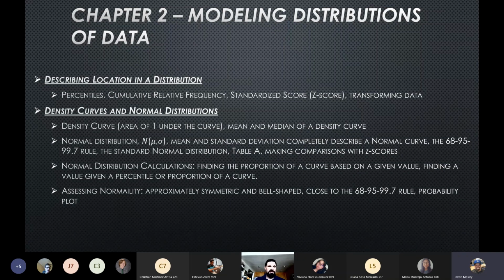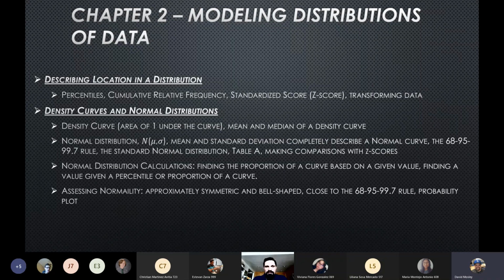The normal distribution is a special example of a symmetric distribution. It is described with the notation N(μ, σ), where μ is the mean and σ is the standard deviation for that distribution. The mean and standard deviation completely describe the normal curve for any normal distribution, whether it has been standardized or is still in its raw scores.